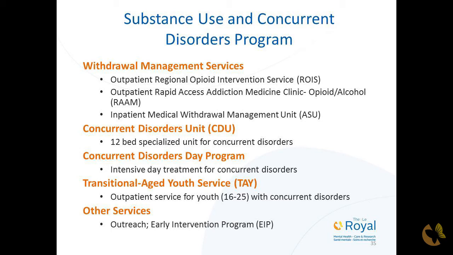So we have withdrawal management services where we have our outpatient Regional Opioid Intervention Service, or ROIS for short, that targets folks who are 16 years of age or older, and largely young adults, who have difficulties with opioids and also concurrent mental health difficulties. We have our outpatient Rapid Access Addiction Medicine clinic for opioids and alcohol, which is called a RAM clinic for short, because all these things are very long to say. And so this is where people can walk in and get same-day care for alcohol and opioids. We also have partnerships with a variety of the other hospitals in the area.